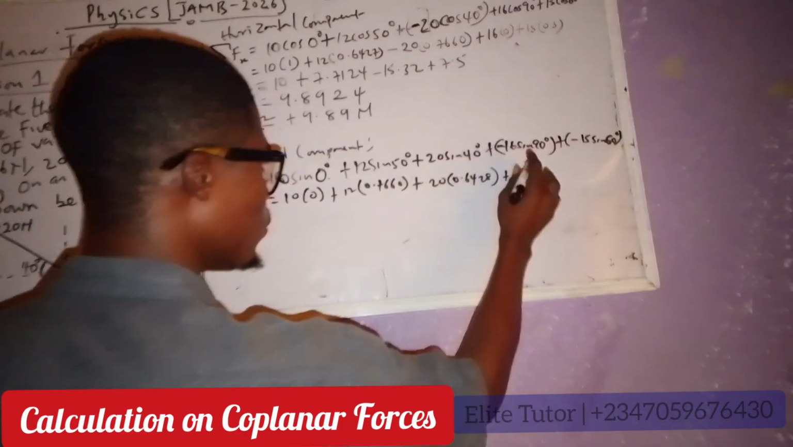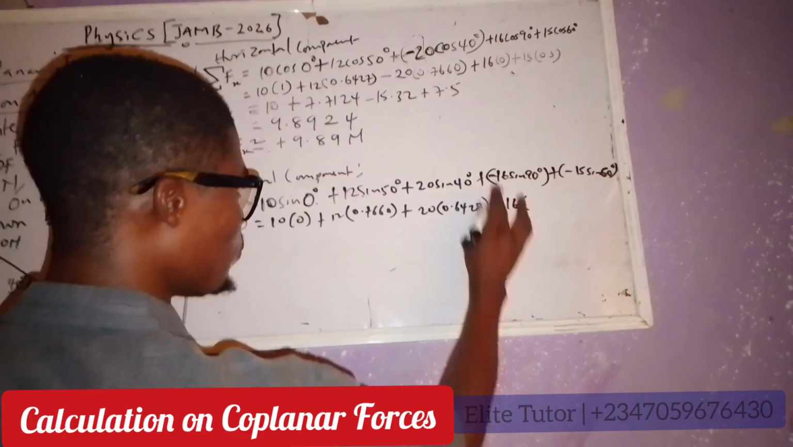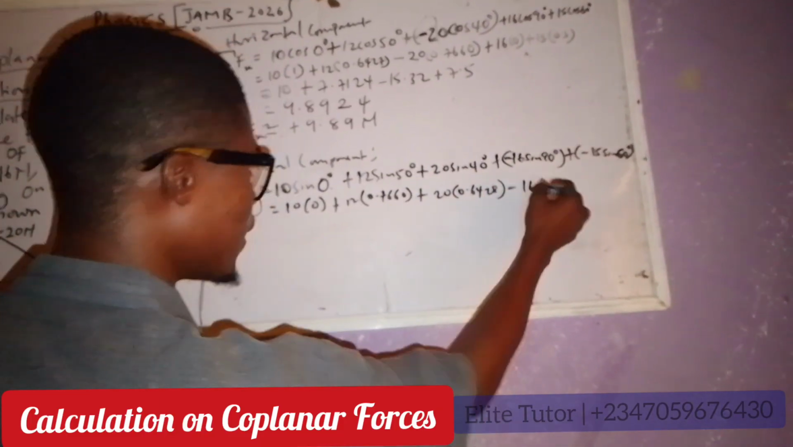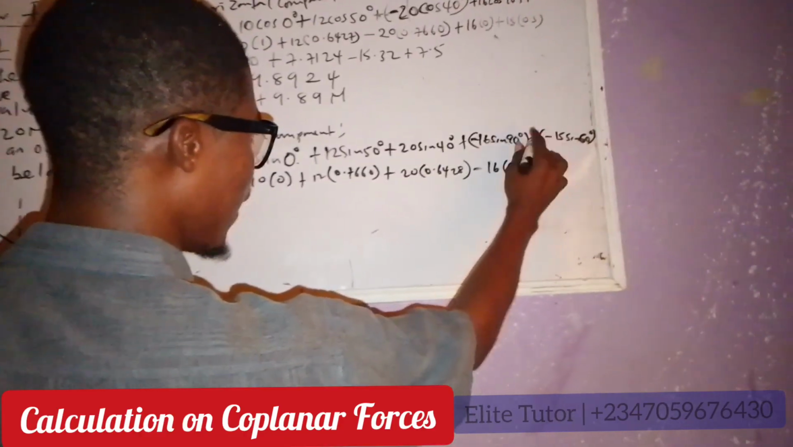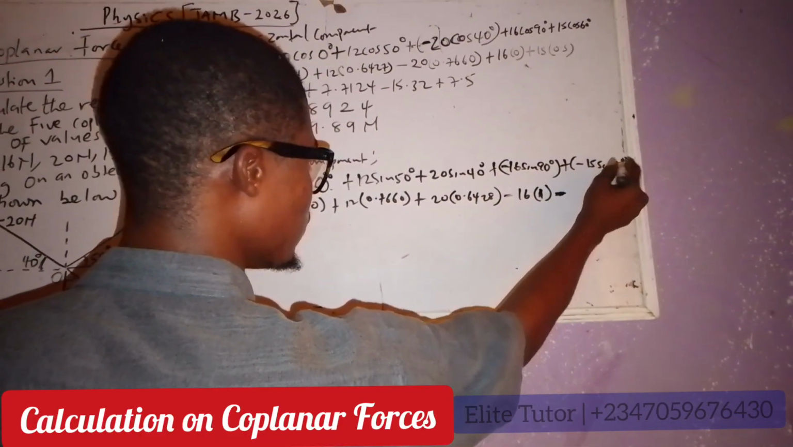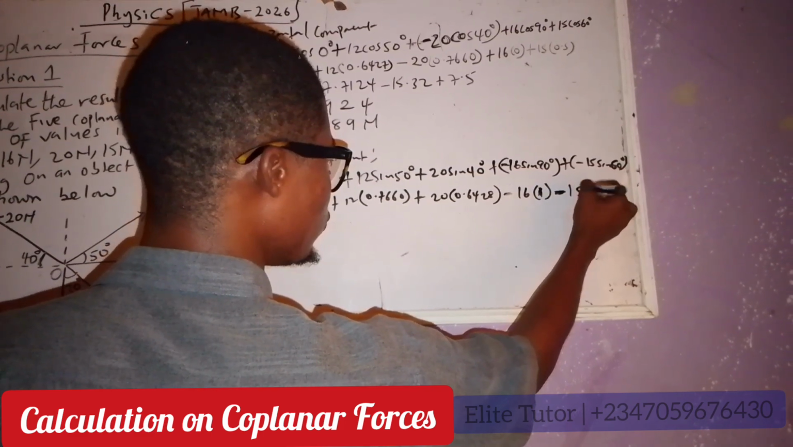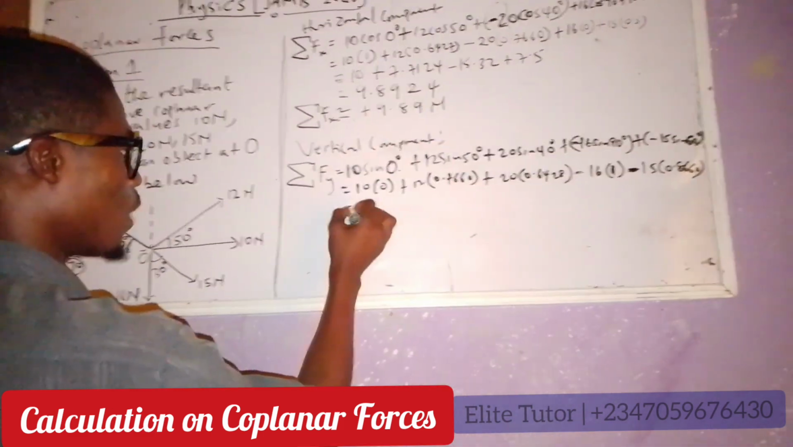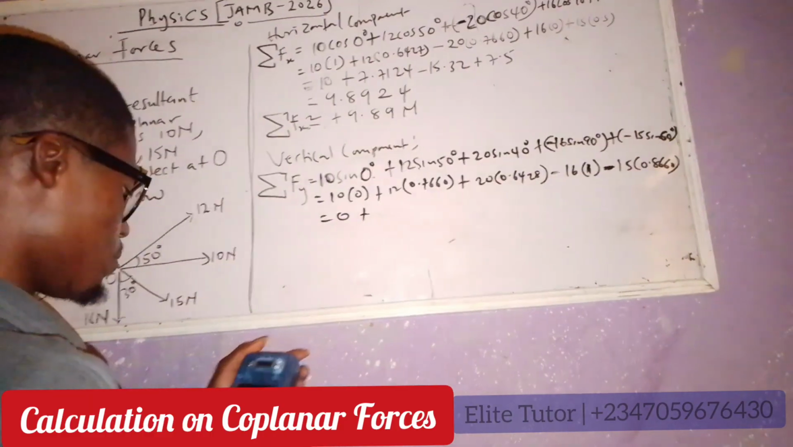So this is going to be minus now. Plus and minus is minus. So 16 into sine 90 is 1. Minus, right? This is minus, don't forget. Sine 60, that's 15 into 0.8660. Alright, so this one we are having is 0 plus, let's multiply.